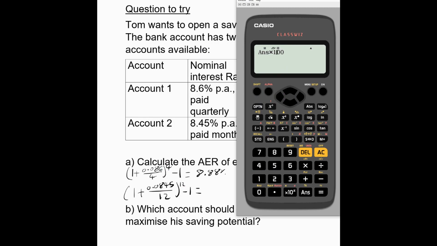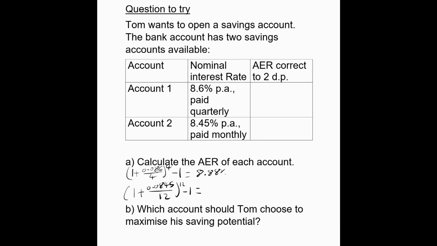And the second, 1 plus 0.085 over 12 to the 12, take away 1, and this one is 8.84%.